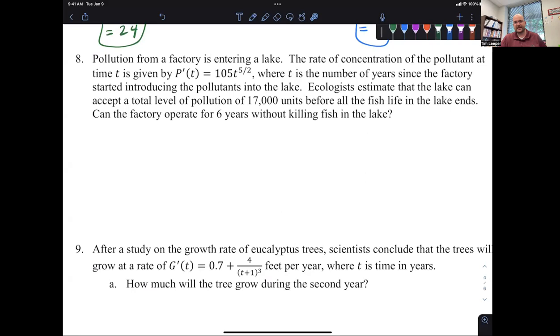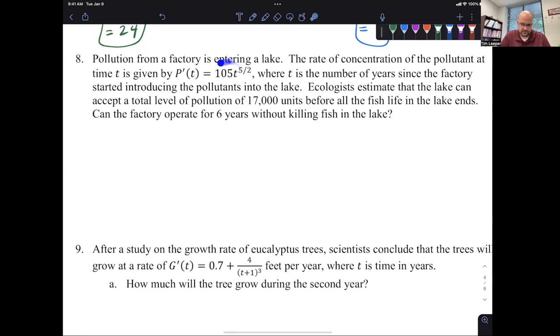Pollution from a factory is entering a lake. The rate of concentration of the pollutant at time t is given by p prime of t equals 105 t to the 5/2 power, where t is the number of years since the factory started introducing the pollutants into the lake. Ecologists estimate that the lake can accept a total level of pollution of 17,000 units before all the fish life in the lake ends. Can the factory operate for 6 years without killing fish in the lake? Sorry, without killing all fish in the lake is what I should say.